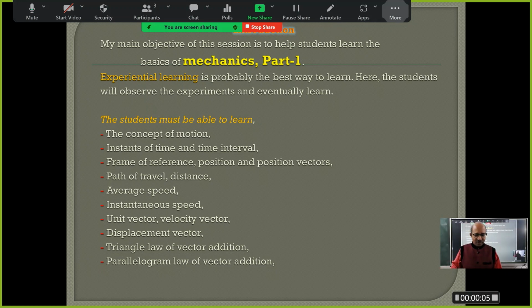So we are all meeting today to understand the basics of mechanics. I will call it mechanics part 1 because there is going to be part 2, part 3 and so on and so forth. So in today's session, we will learn the following. As you can see on the board, if you cannot see, you tell me to move around, right? Feel free to ask questions.